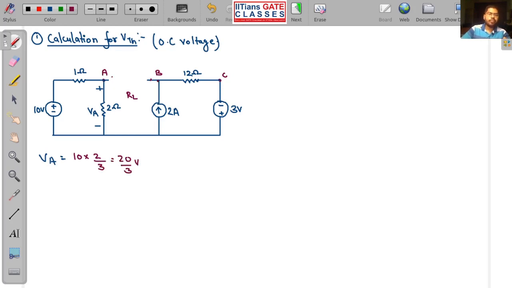What about VB? Now VB, how will I calculate? Tell me. So let me mark this as VB, because I know voltage along the terminal of current source I cannot determine. So let me mark this place as VB. Now I am going to apply KVL. I am starting from this point, so it will be minus VB plus, as 2 ampere is flowing in this whole loop, so this will be 24 minus 3 equal to 0. So VB comes out to be 21 volt.